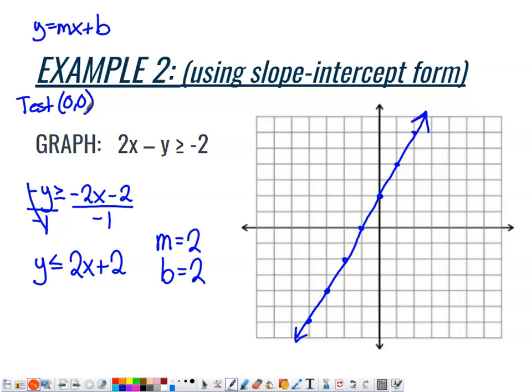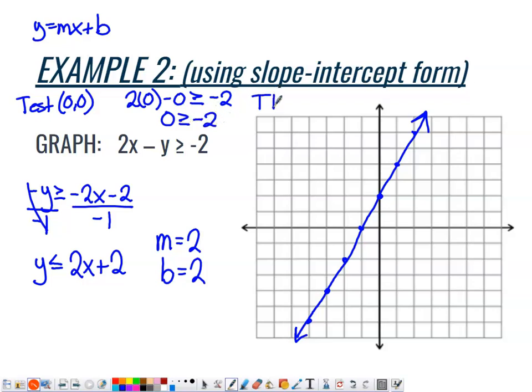Let's see what happens. So we have 2 times 0 is just 0, minus 0 is also 0. So actually, let me write that out. So we have 2 times 0 minus 0 greater than or equal to negative 2. This just is all equal to 0. So 0 is greater than or equal to negative 2. That is a true statement.